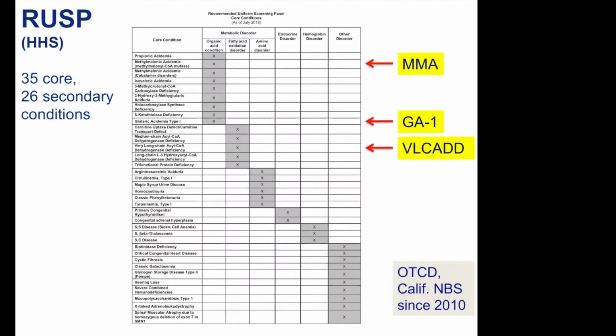Here's an overview over the recommended uniform screening panel, which contains currently 35 core and 26 secondary conditions. And the four disorders we have selected here are listed. Three of them are on the RUSP, they're metabolic conditions, and one disease currently not on the RUSP is OTCD, which is screened in California since 2010.